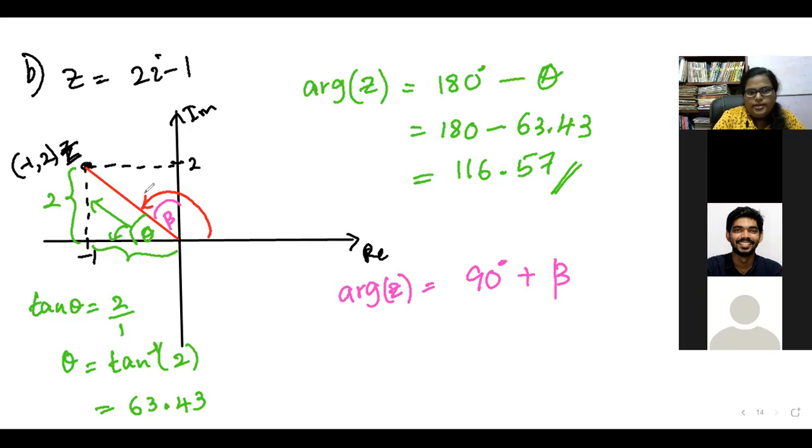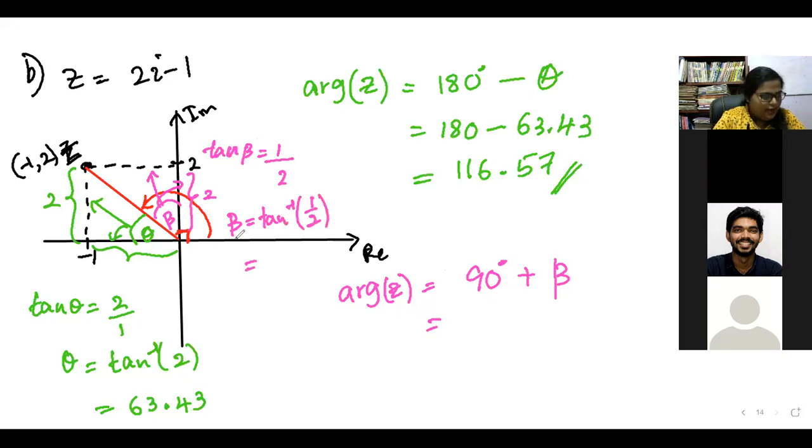So we can write this one as 90. This angle is 90 degrees plus beta, right? So you can use either one of these two methods. So when you put the tan beta here, tan beta is the opposite side, which is 1, divided by the adjacent side, 2. So beta is tan inverse half, right?